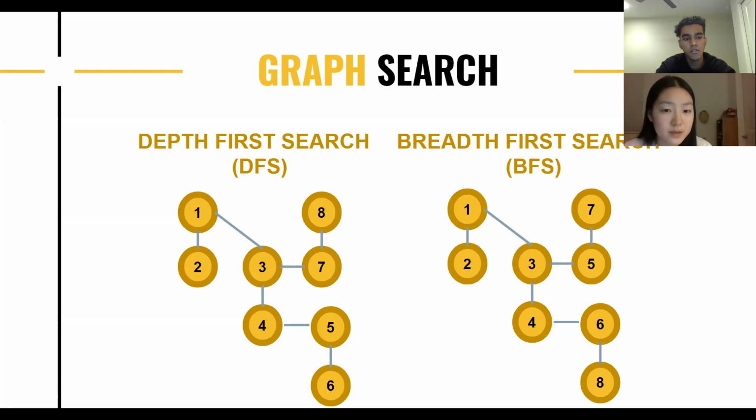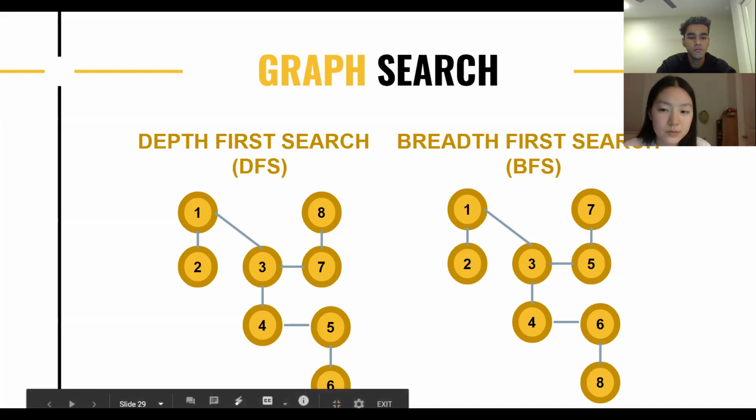And the time complexity of both BFS and DFS is big O of V plus E, where V is the number of vertices and E is the number of edges. This depends on the data structure that we're using, if it's an adjacency list or matrix. If it's an adjacency matrix, the time complexity is V squared. And if we use an adjacency list, it'll be V plus E.